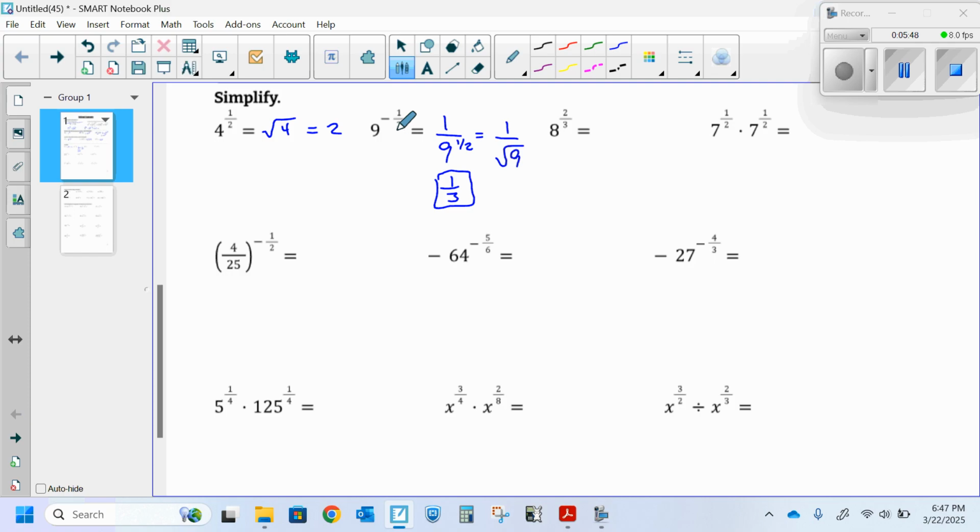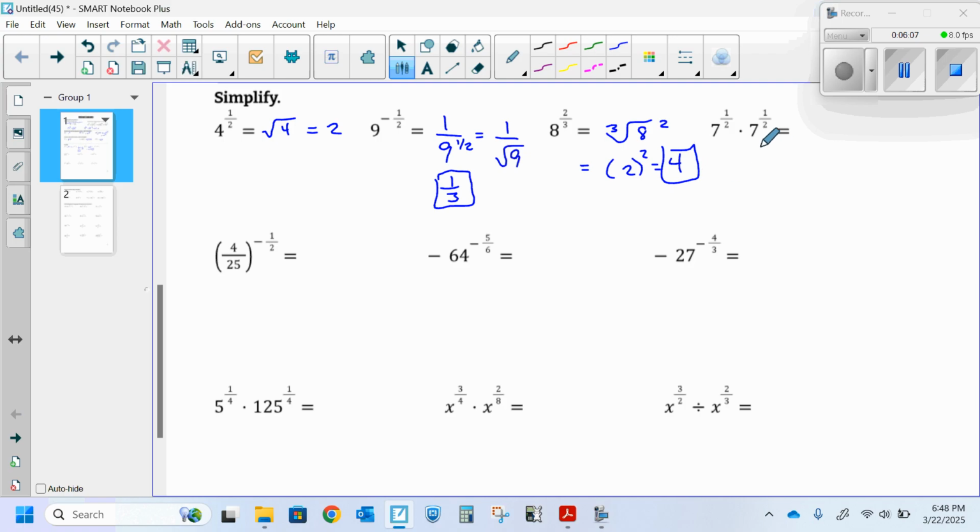Okay, because it's negative, you need to drop the 9 to the bottom of the fraction. The exponent becomes positive, then that means square root. Okay, cube root of 8 squared. Cube root of 8 is 2. 2 squared is 4.